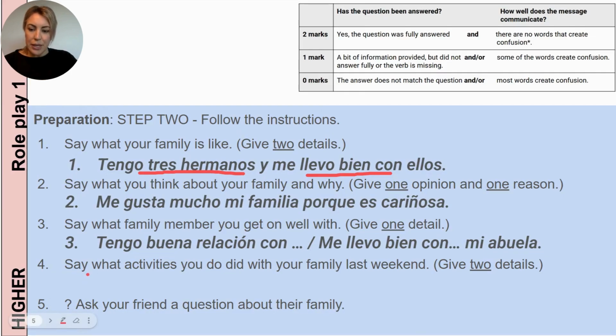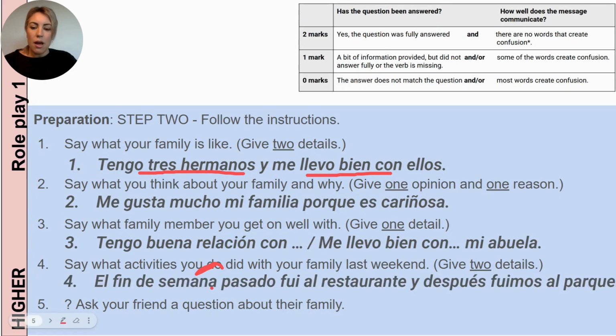Number 4, say what activities you did. No, you did with your family last weekend. And I have to give 2 details. So something like, I went to the park and I watched the film.